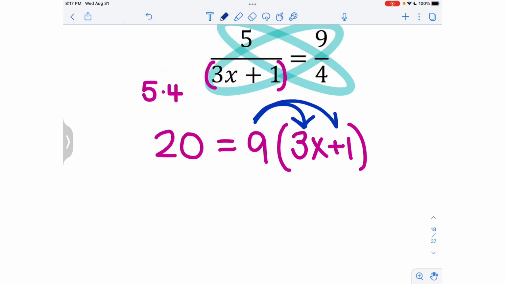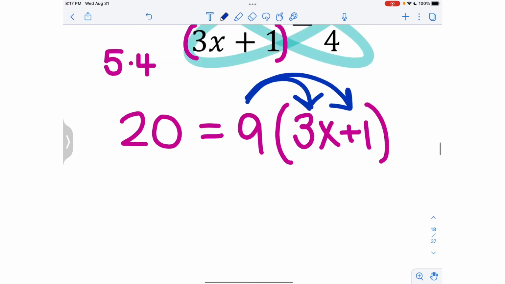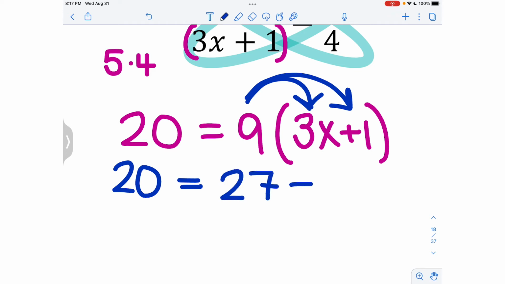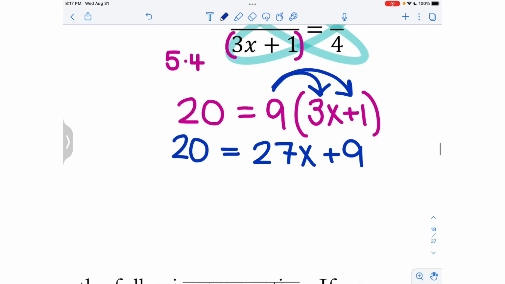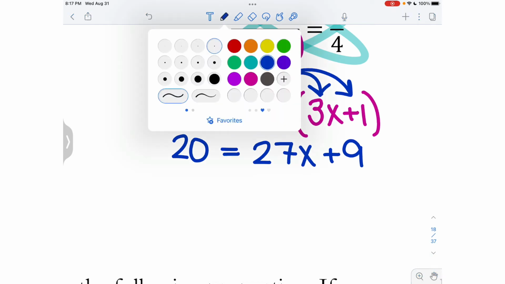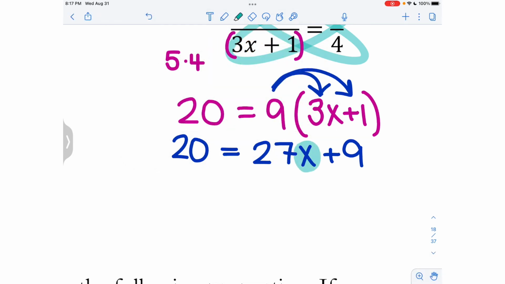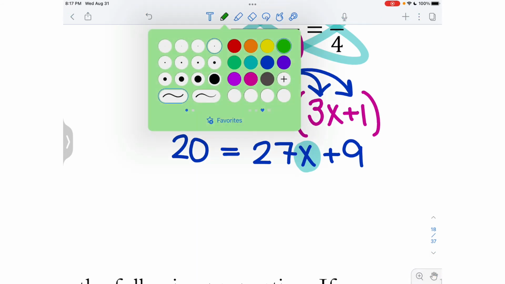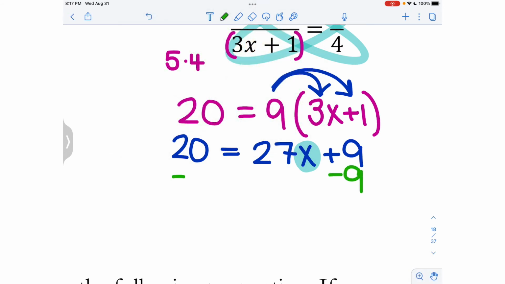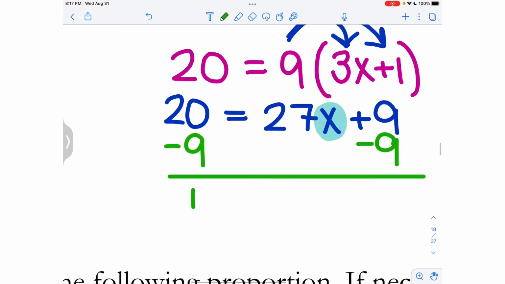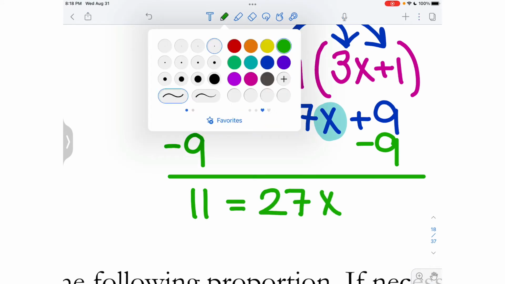As I'm doing this, I want to warn you that a lot of these problems don't come out as pretty or as nice as we're used to. 9 times 3x is 27x, oops, I forgot the x, and 9 times 1 is 9. Okay, so we're going to finish solving this by getting x by itself. I first am going to subtract over this 9. 20 minus 9 would be 11 equals 27x, and then divide over the 27.